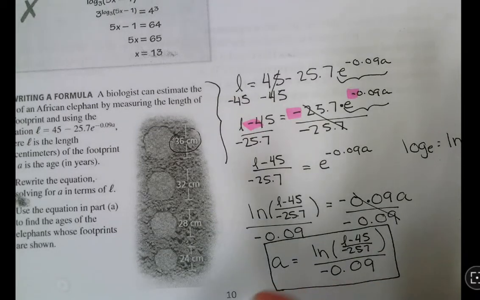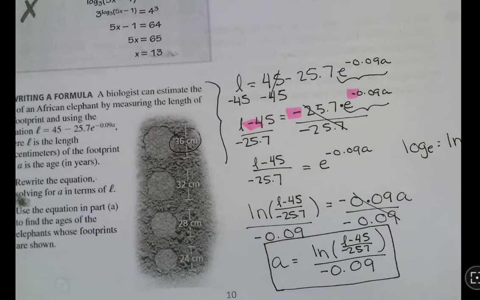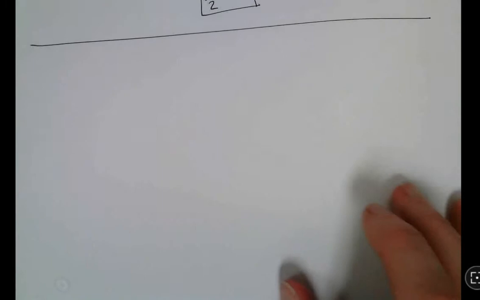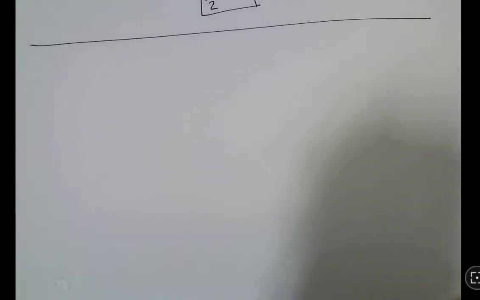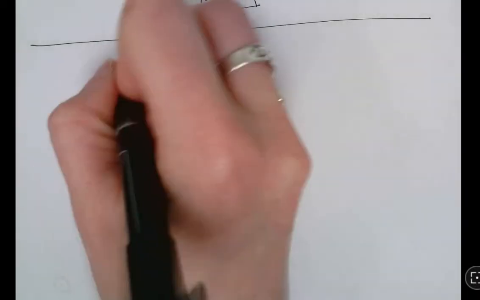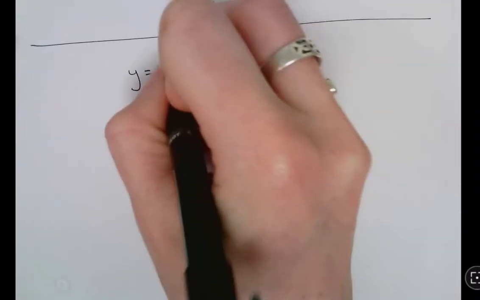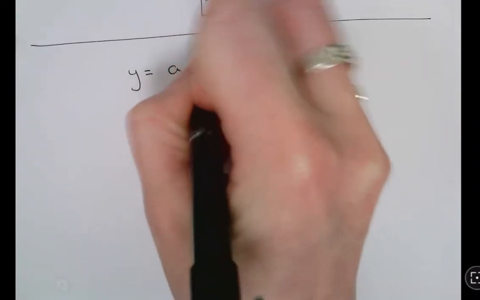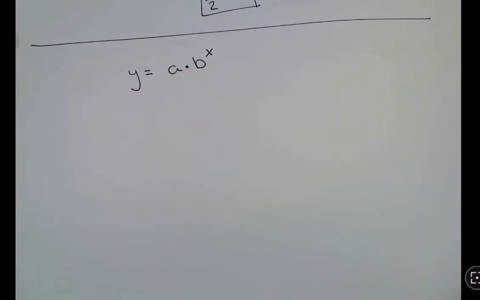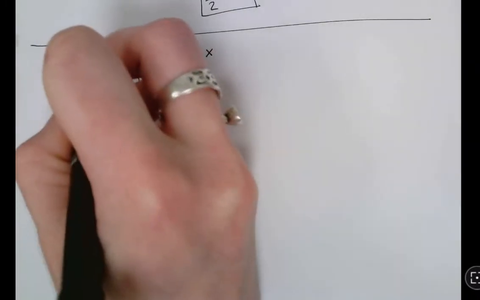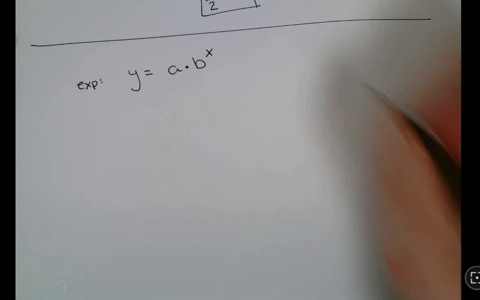We have two more things we're going to go over: recursive rules and data classification. We'll do the recursive rules first. Please just don't overthink these ones. Recursive rules are saying, you have some form of exponential equation, a times b raised to the x. This is our exponential form. You can write this as a recursive rule.